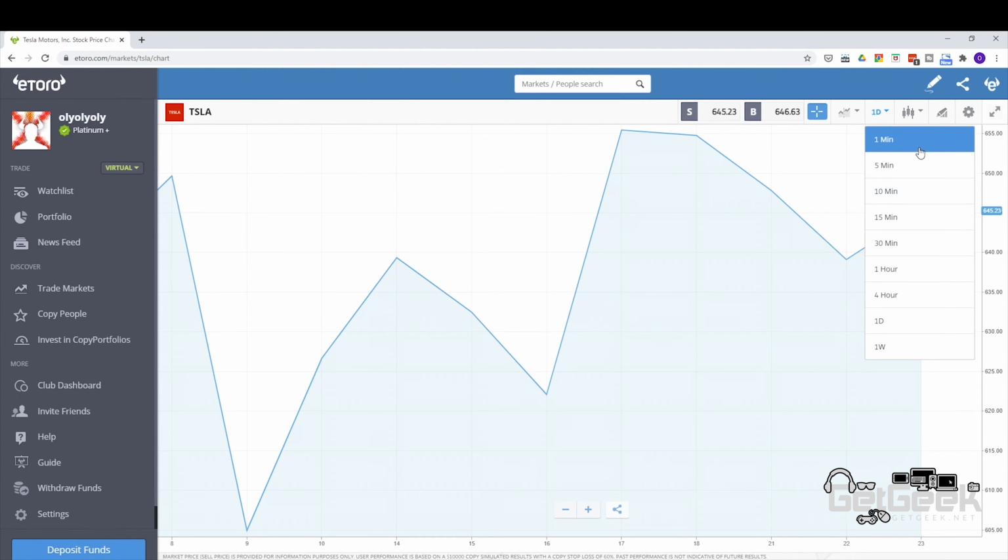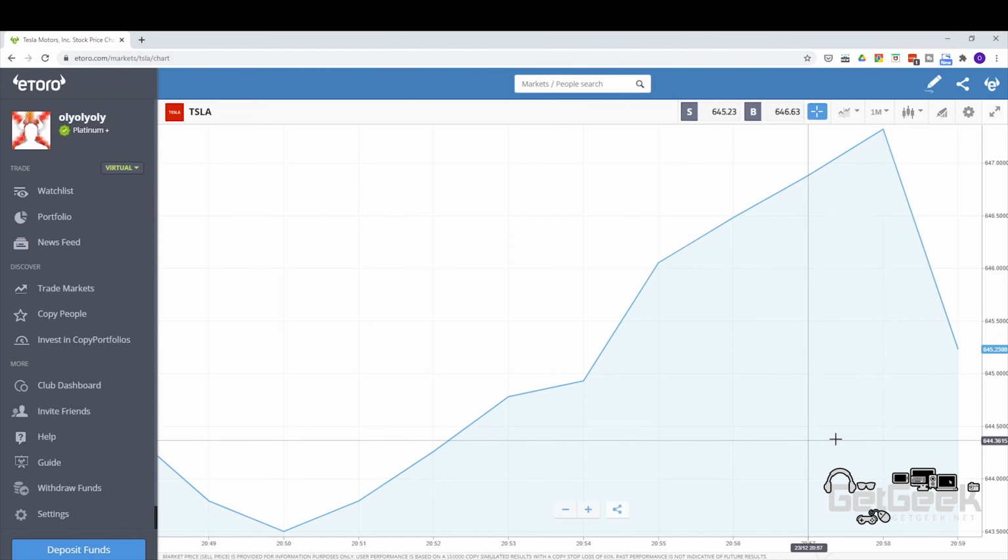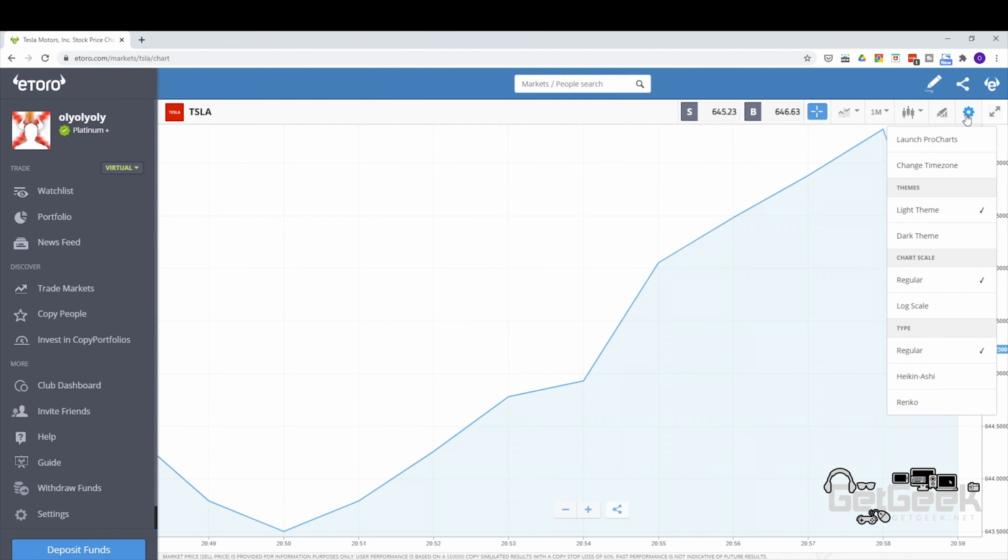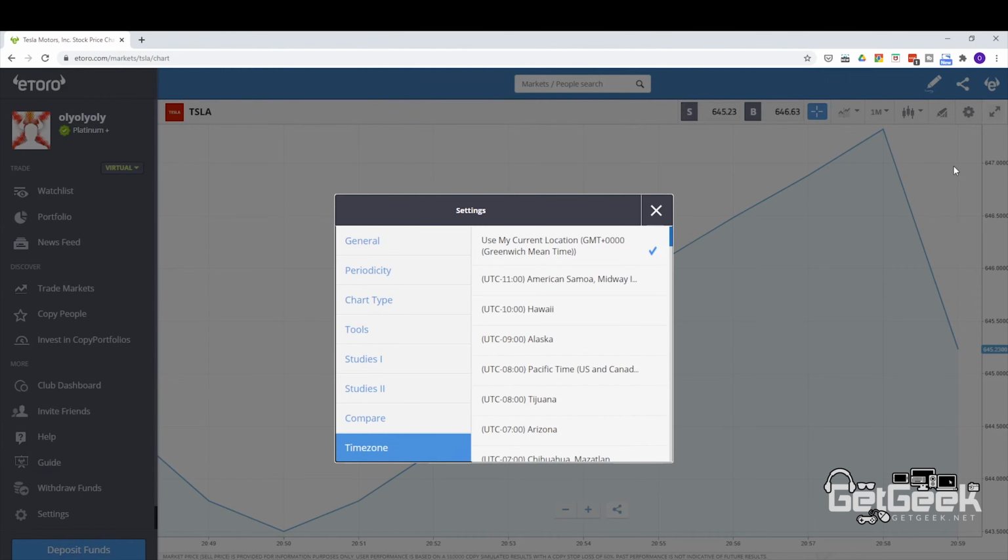If I just set this to 1 minute, bear in mind the market for Tesla is currently closed as it's traded on the Nasdaq in America. But as I've set this to 1 minute, you'll notice it goes up to 9 PM. Obviously they don't trade up to 9 PM in America, but I have set my time zone to the UK time, and if the time doesn't match where you currently are, you can set this by going to this cog up here and going change time zone.